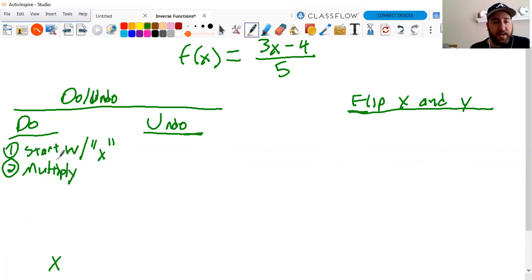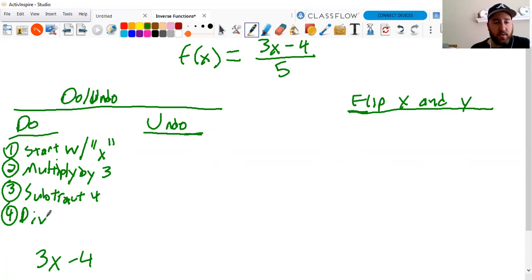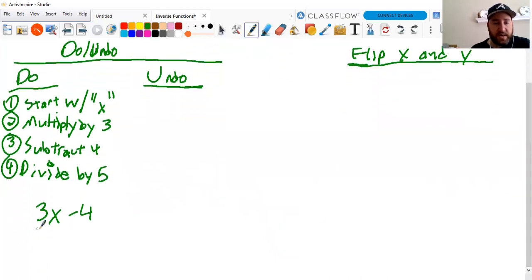I'm going to start with multiply by 3. So I'm going to stick to 3. And then subtract 4. So now I'm going to stick that. And then divide. Divide by 5. Drag it down.